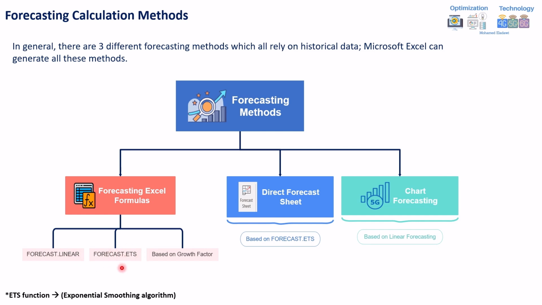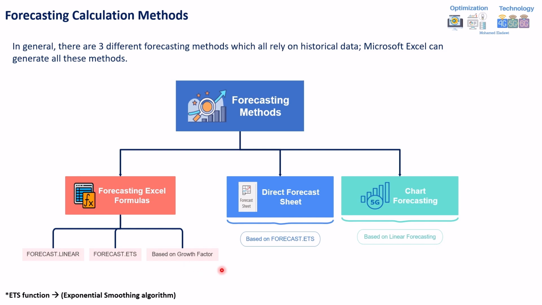The third one can be done based on manual calculation. For example, if you want to predict or forecast the traffic growth, you need to increase the overall growth factor. Then from the overall growth factor, we can calculate the monthly growth factor. And based on this one, you can make your forecasting. We'll go through each of those examples to make it clear in the Excel file.